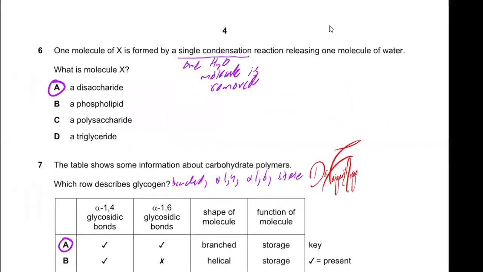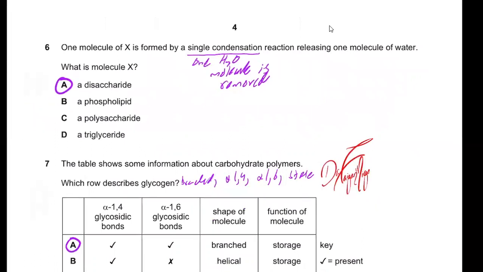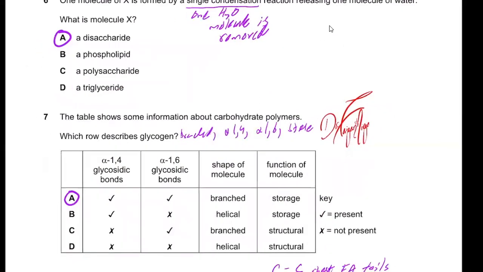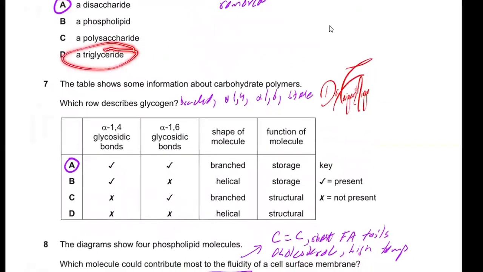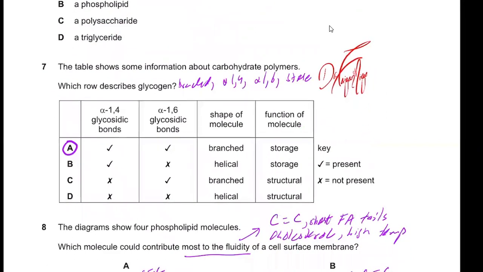One molecule of X is formed by a single condensation reaction, releasing one water molecule. What is molecule X? If only one water molecule is being removed, a single condensation, then it must be a disaccharide, because we know when two monosaccharides combine together, a water molecule is lost. For example, if you are making a triglyceride, 3 water molecules are lost there.